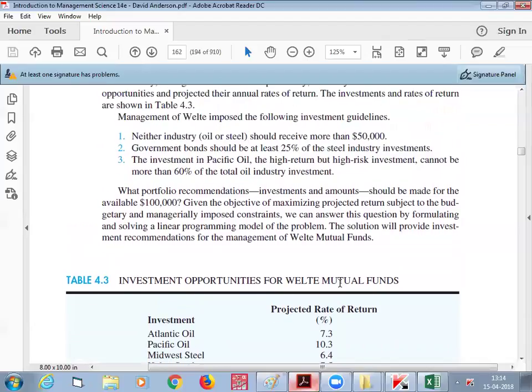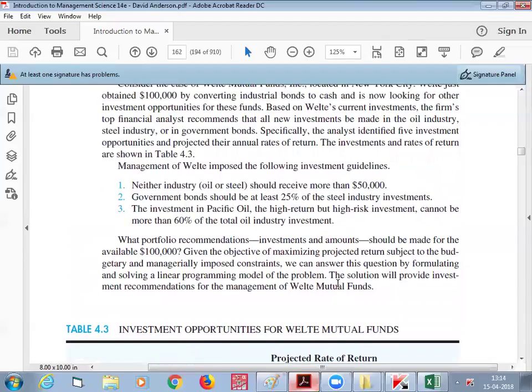Now, the management has imposed the following guidelines. Neither industry should receive more than 50,000. Government bonds should be at least 25% of steel industry investments, and investments in Pacific Oil, high return but high risk investments, cannot be more than 60% of total oil industry investments. So how can we invest this $100,000 to maximize our total return? That's our objective.